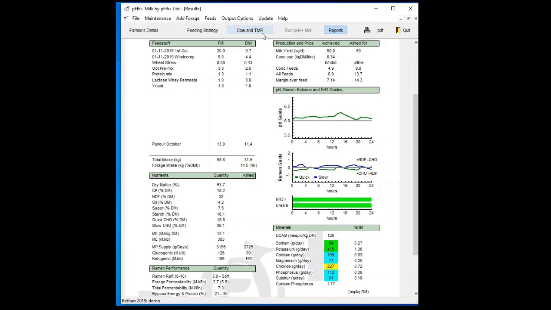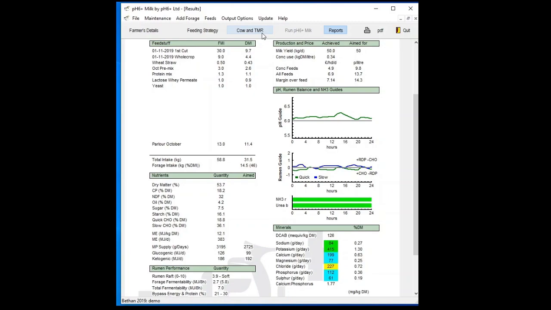For the metabolizable protein, the difference between the quantity and aimed is used to provide further glucogenic and ketogenic amounts, and then the excess glucogenic quantity over that aimed for is used to provide further ketogenic amounts. If the ketogenic quantity falls away from that aimed for, there won't be sufficient nutrients to make as much butterfat as expected. The rumen performance section has a lot of information in it.